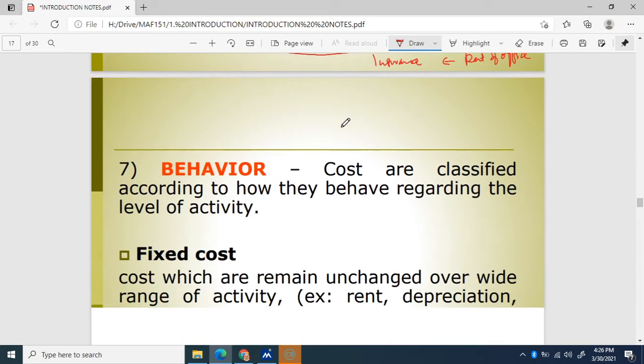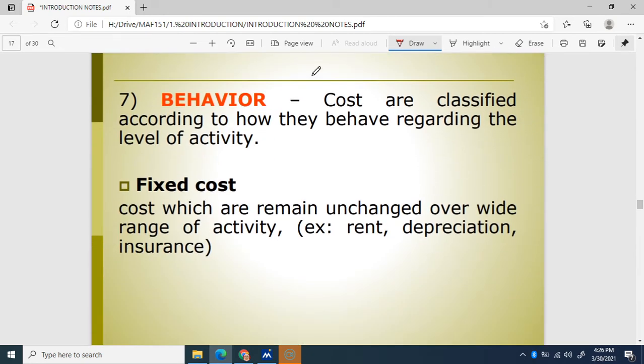Okay, then we move to behavior. Behavior is the costs that are classified according to how they behave regarding the level of activity. There are four types of cost behavior. That means how the cost behaves when there are changes in the level of activity. Okay, the first one is fixed cost. So what is fixed cost? The cost that remains unchanged over a wide range of activity.